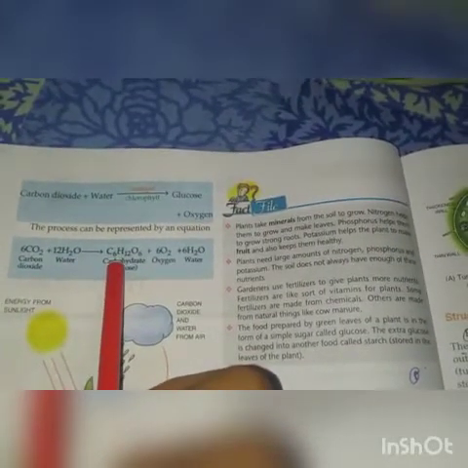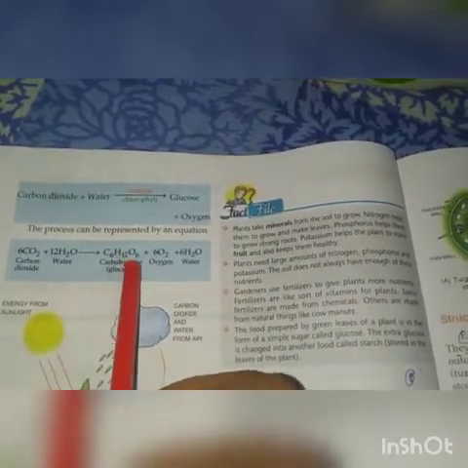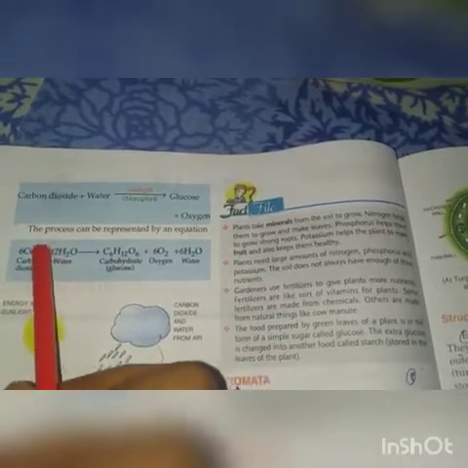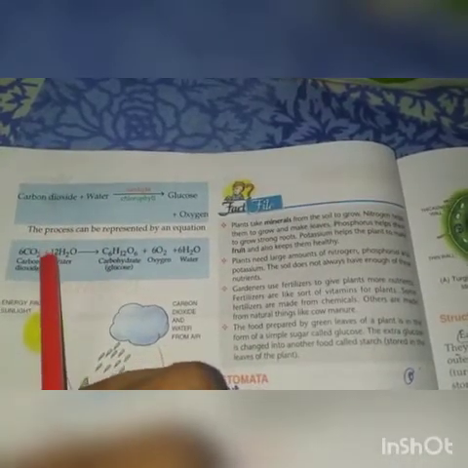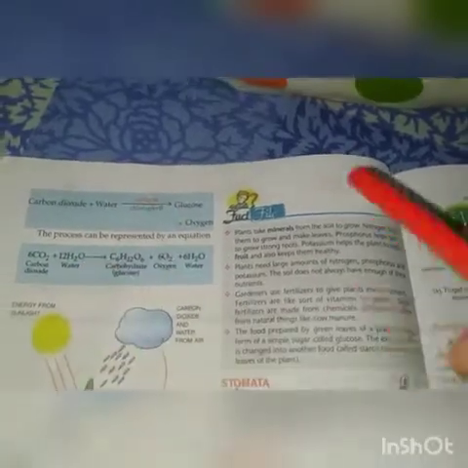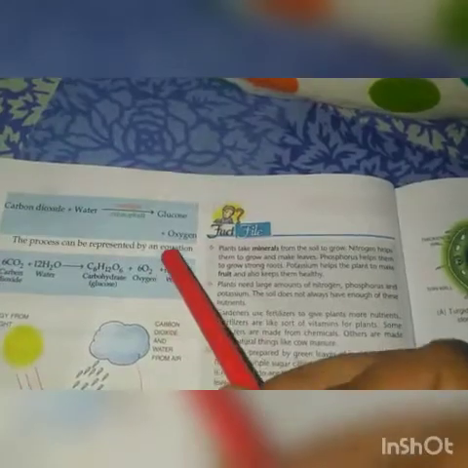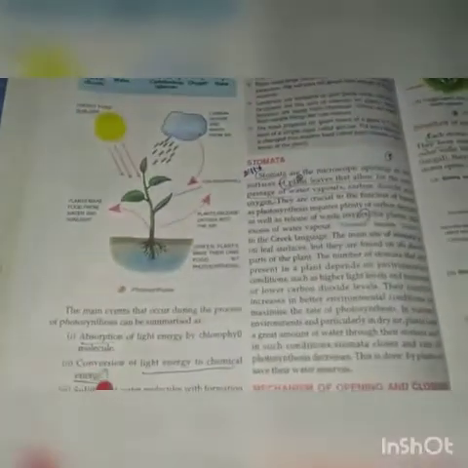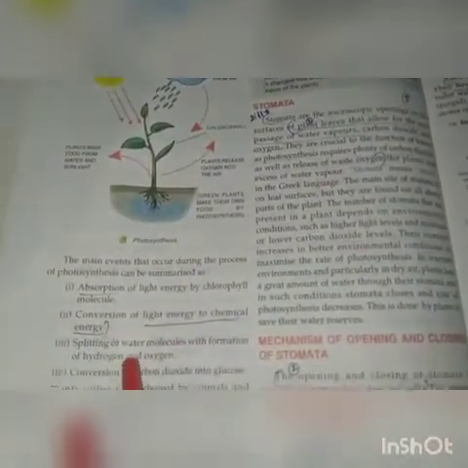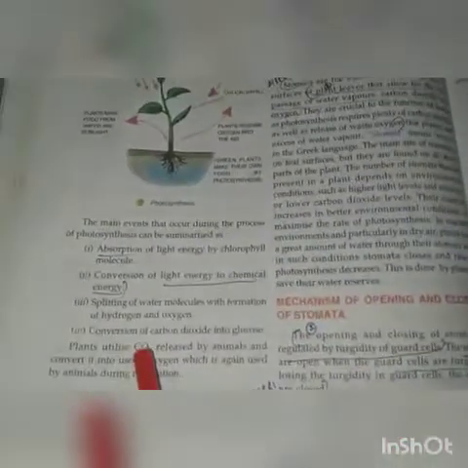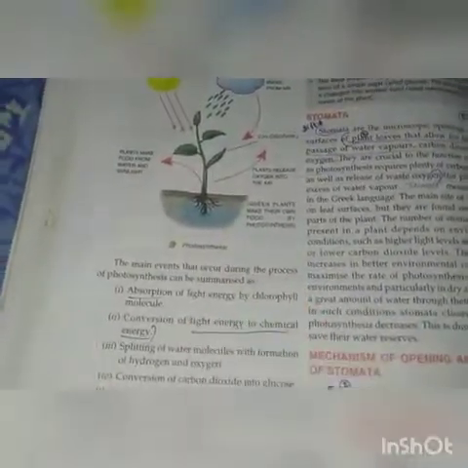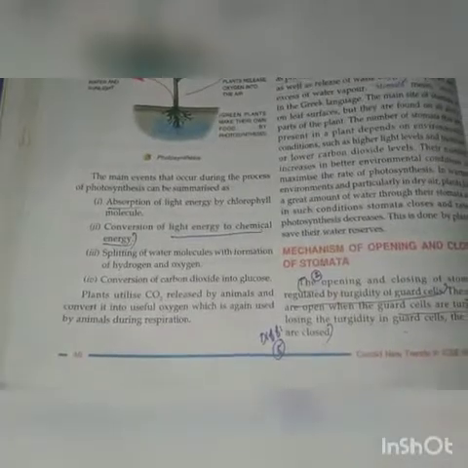So this carbon dioxide converts into this chemical compound, C6H12O6, that's the glucose, and the 12 H2O splits into oxygen and water. That is the third point. Okay, and this is the step-wise explanation of photosynthesis.